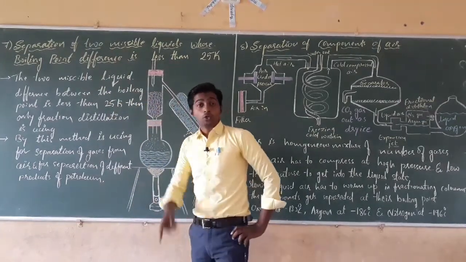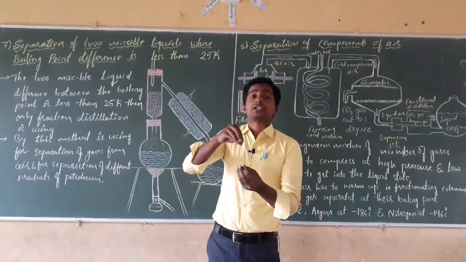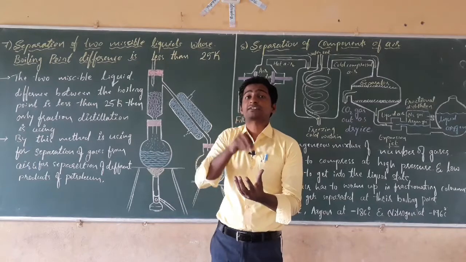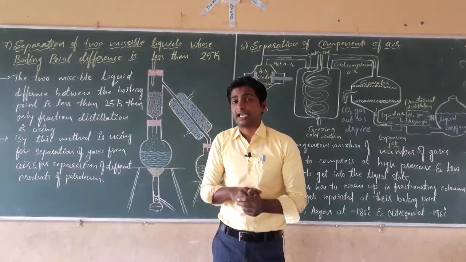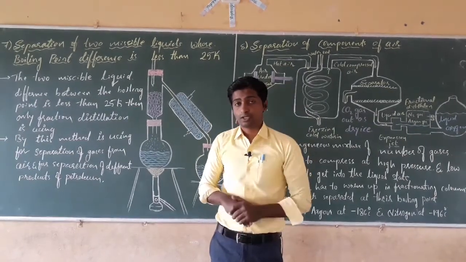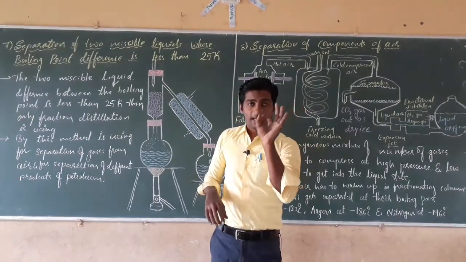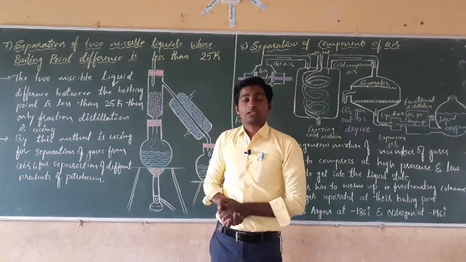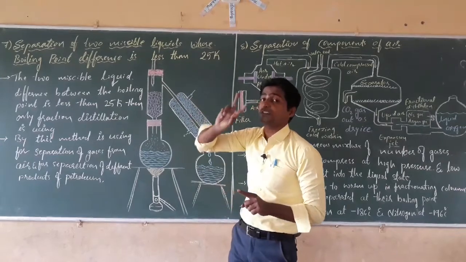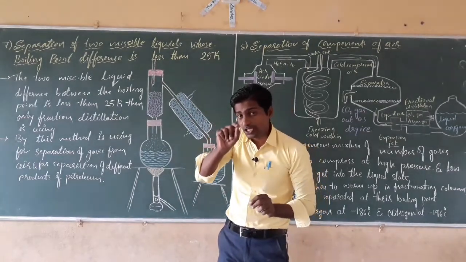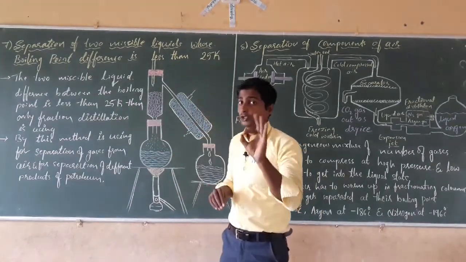the separation of two miscible liquids. Miscible liquids are the liquids which get mixed. In the previous class we studied that acetone and water get mixed, while oil and water are examples of immiscible liquids. Acetone and water are miscible liquids. Here, we are going to study the separation of two miscible liquids whose boiling point difference is below 25 Kelvin.